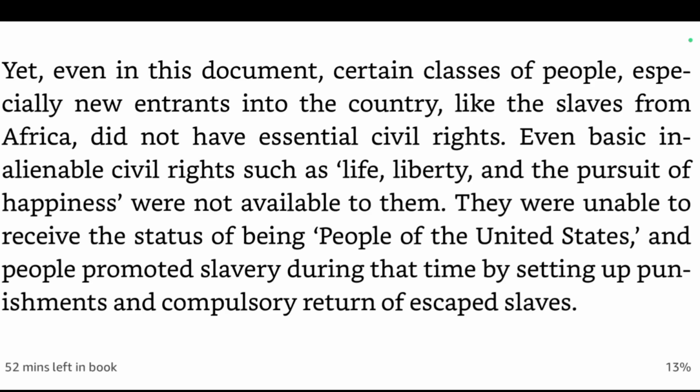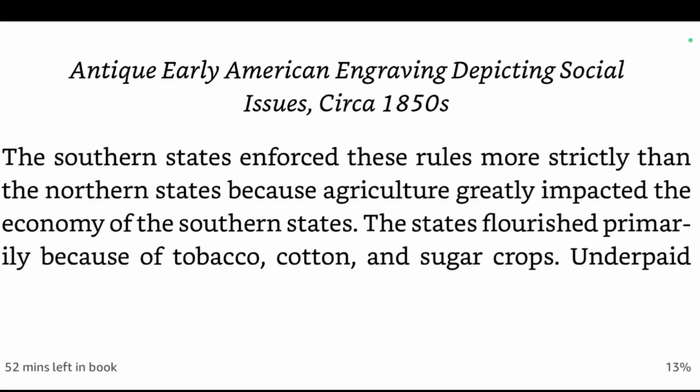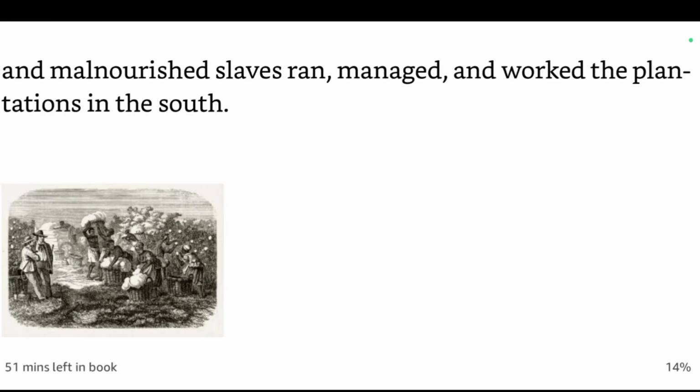They were unable to receive the status of being people of the United States, and people promoted slavery during that time by setting up punishments and compulsory return of escaped slaves. The southern states enforced these rules more strictly than the northern states because agriculture greatly impacted the economy of the southern states. The states flourished primarily because of tobacco, cotton, and sugar crops. Underpaid and malnourished slaves ran, managed, and worked the plantations in the south.